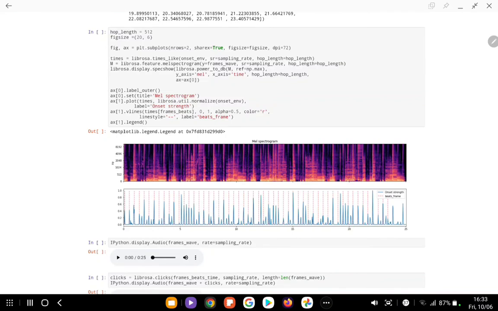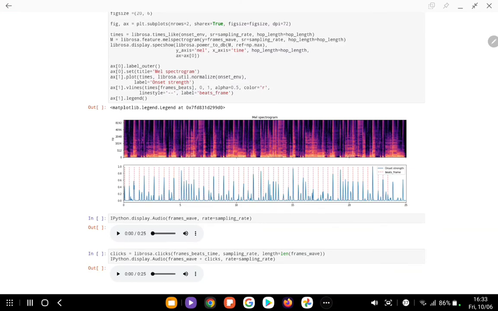You can just plot like a spectrogram, and behind it you can plot on top of the novelty curve exactly at what point the beat has occurred. As you can see, right, you are just plotting beat frames here. So now let's listen to the original audio again. Right, and we have overlaid the click sound at the time when the beats are detected with the original audio, and this is how it looked.